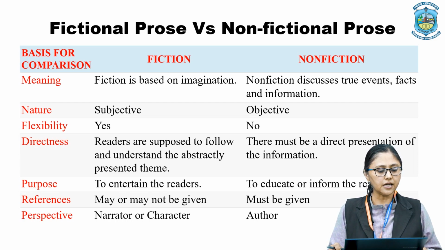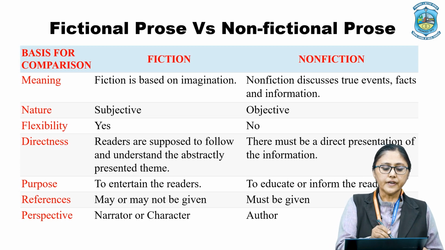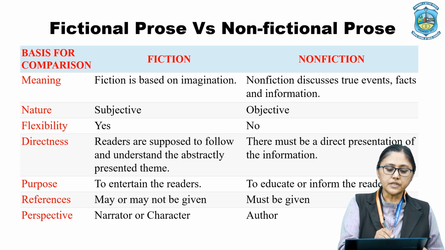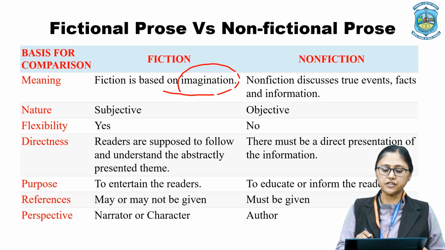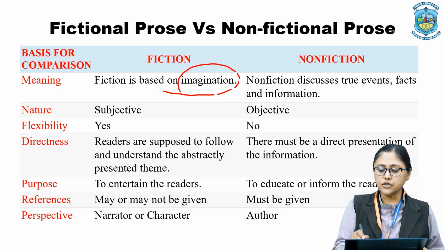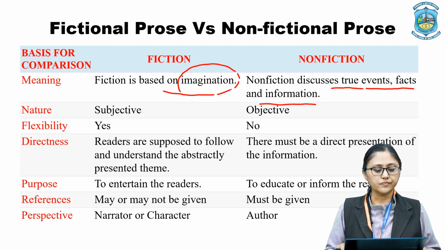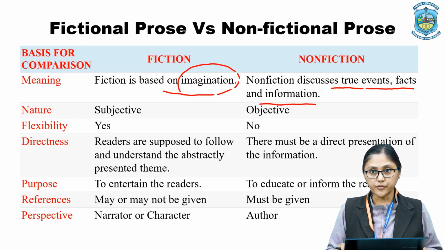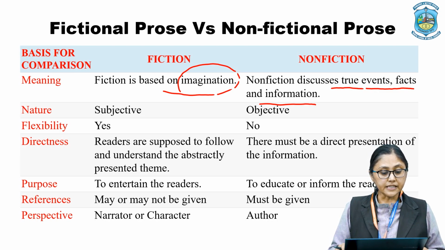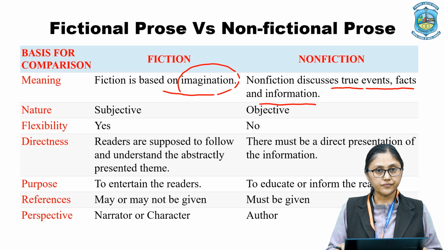On the basis of meaning, fictional prose is based on imagination, whereas non-fictional prose discusses true events, facts, and information. Fictional prose is subjective and non-fictional prose is objective. Flexibility is there in fictional prose.